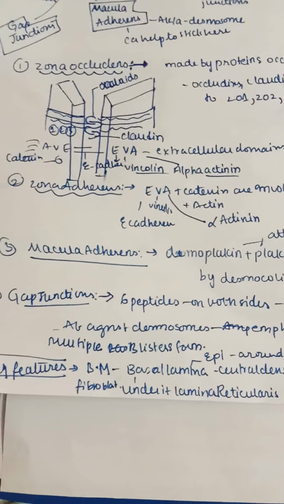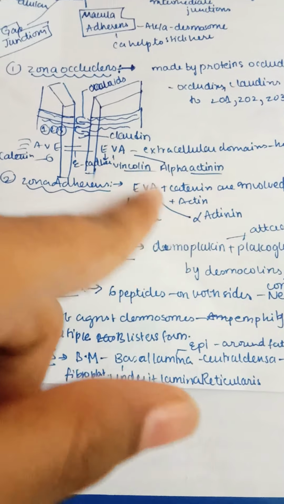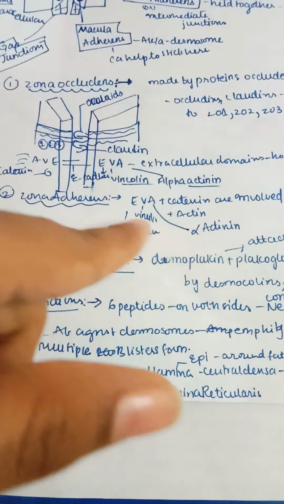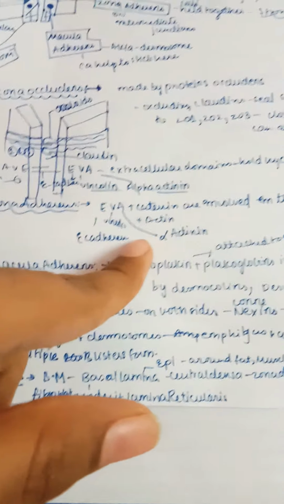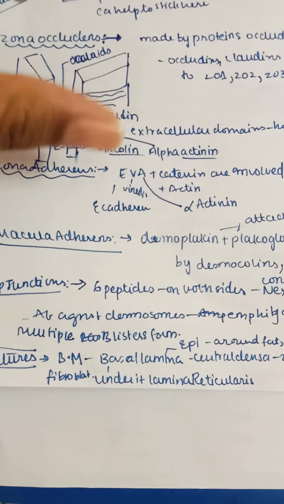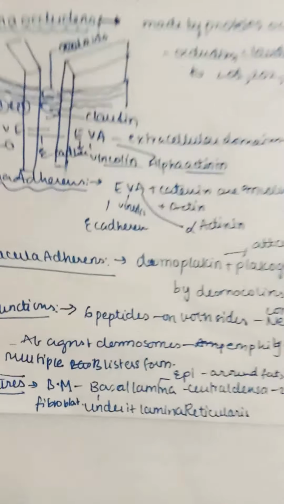And next let us see the zona adherens. The zona adherens mainly has EVA. So what is this EVA? E means E-cadherin, V means vinculin, A means alpha actinin. And they also have catenin, which is involved mainly in this system. So you can see here EVA on both sides, and we also have our catenin over here, which is helping to bind two cells together.